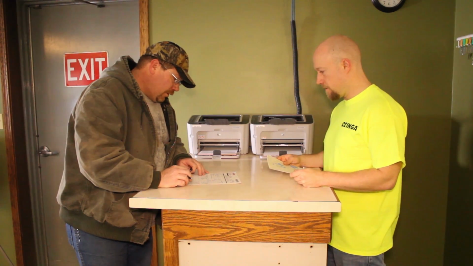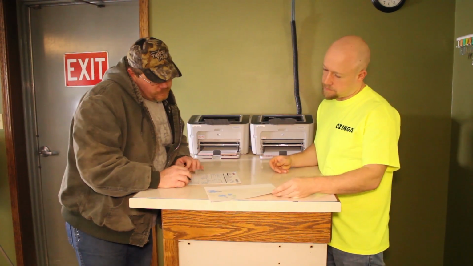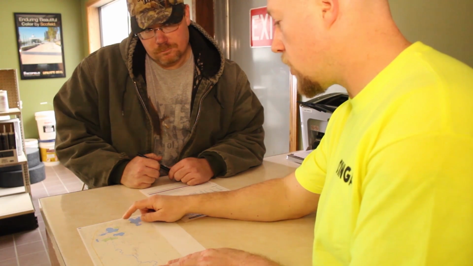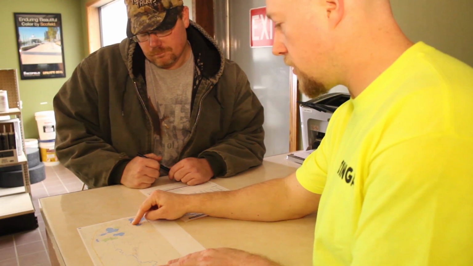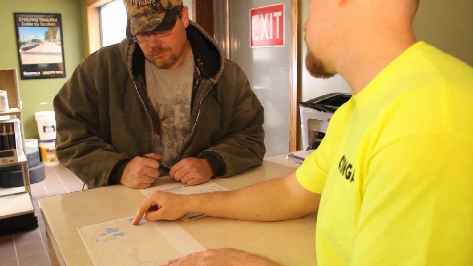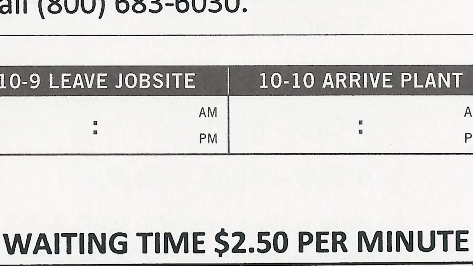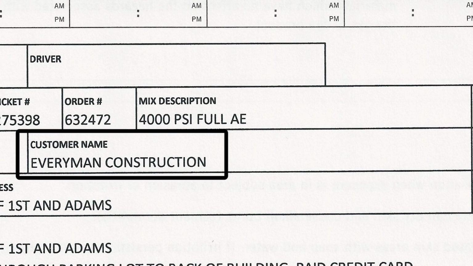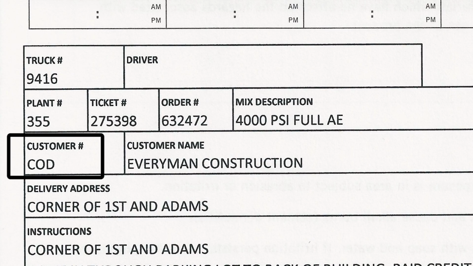Once you're sure you have the right load, it's time to figure out how to get to the job site. It can take time to go over directions, so if you aren't sure about the route to the job, make sure to ask your plant manager as you begin loading, not after you're finished. The customer number and name box will tell you who you will be delivering to. We will be pouring for Everyman Construction today, and it looks like he is a COD account, so we will need to collect upon delivery.